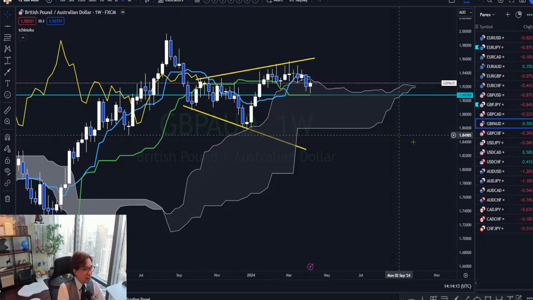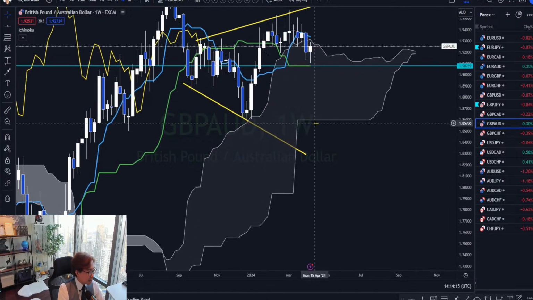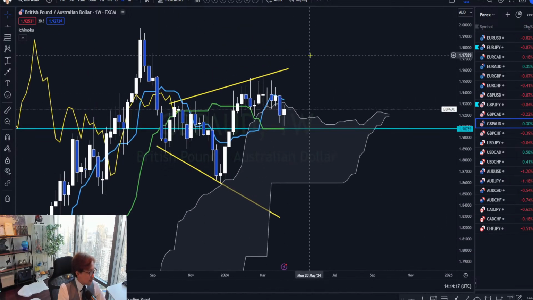And next is Pound AUD. This market is completely range also. It's in the Y wave. These yellow two lines are called Y wave. It is expanding opposite from the P wave. And the Kumo is flat, and the Kumo has been really tiny and thin.